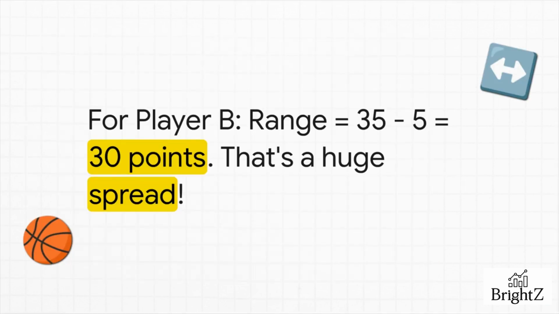So let's throw this at our roller coaster player, player B. Their highest score was 35, their lowest was just 5. So 35 minus 5 gives us a range of 30 points. Wow! That one number instantly tells you there's a massive swing in their performance.